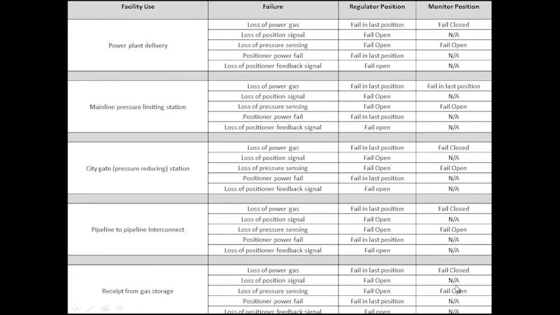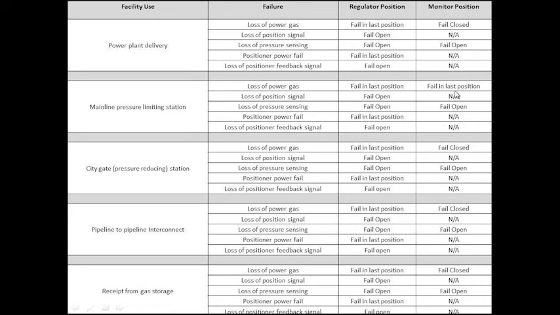If we look at failure modes, you would want to classify the facility and how you're going to fail equipment depending on the application. If it's a power plant, you consider one thing. Mainline is a unique case. City gates, pipeline to pipeline interconnects, or receipts from gas storage. All of these could have different considerations.